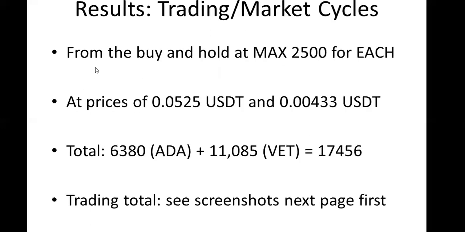So here are the results from the buy and hold, max 2,500 each for each of them, at the prices of 0.0525 USDT and 0.00433 USDT. That's what those two are. It's $6,380 for Cardano. That's the US dollar value, not how much Cardano we have. And $11,085 for VeChain, for a total of $17,456.